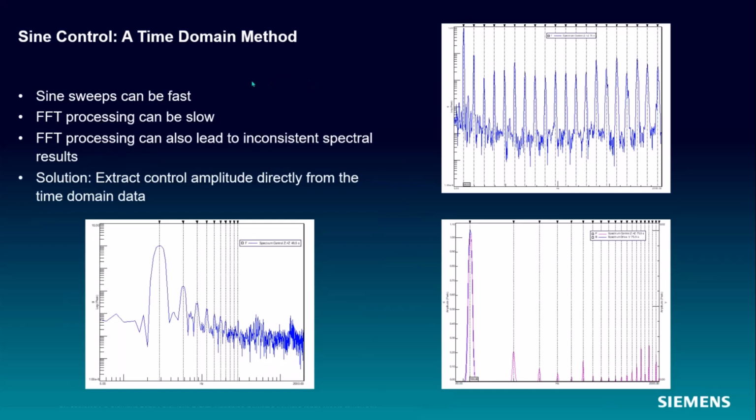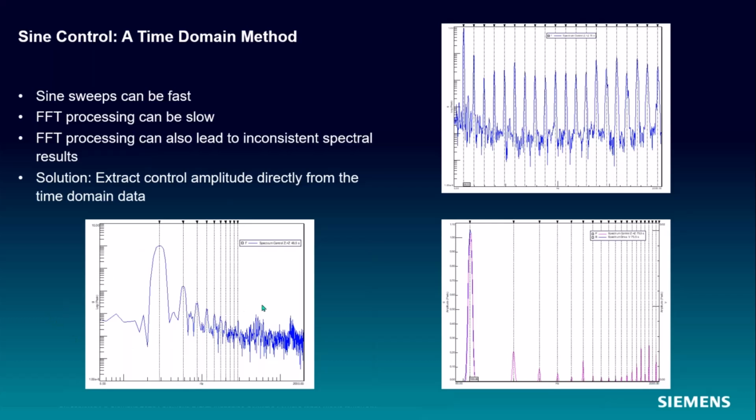Now, we might think, okay, so let's take an FFT and decide what the amplitude is from the FFT. There's a problem with that. Sine sweeps are fast, but FFT processing, by the very math that gets us there, is slow, right? You need to take a sample that's at least as long as the inverse of the frequency resolution that you want in your result. Furthermore, how the FFT is processed with sine, because the excitation frequency is constantly changing, can lead to inconsistent results depending on the settings.